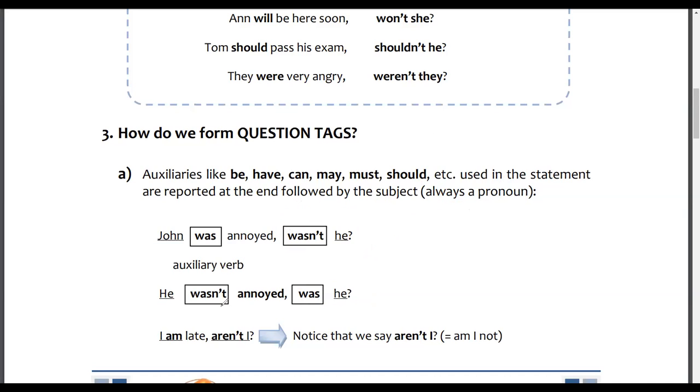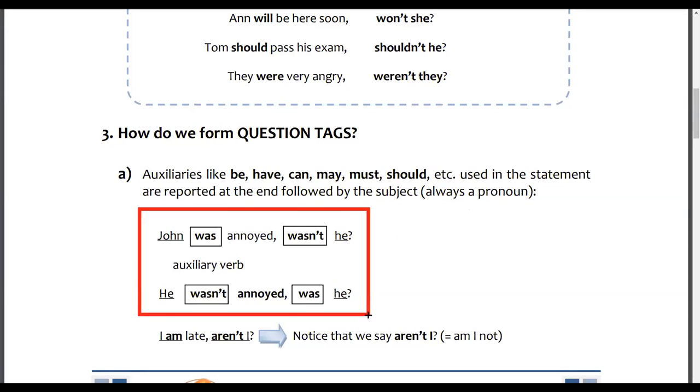He wasn't annoyed, was he? Okay. So here you see very clearly two examples, one positive and the other negative. And you see how it switches from positive clause to negative question tag and the other way around.